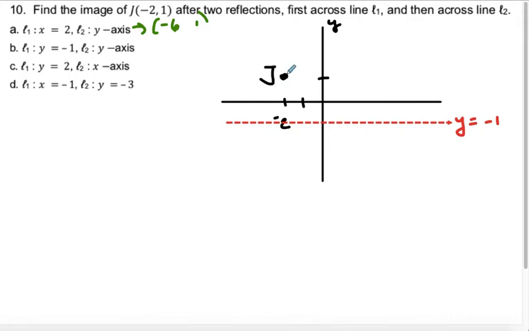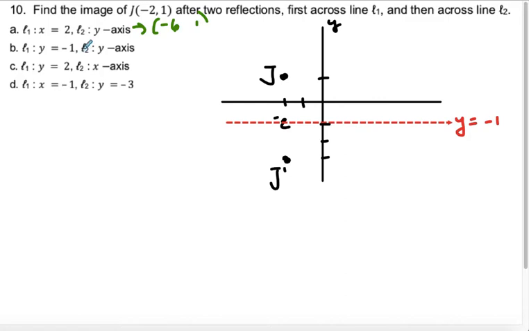It's asking me to reflect this point over this line. Same idea: we count how many units. That's 1, 2, so we want to go 2 away. This is -1, -2, -3. Now this is where J prime is after it was reflected over y equals -1.